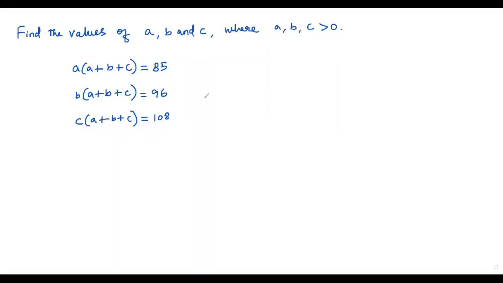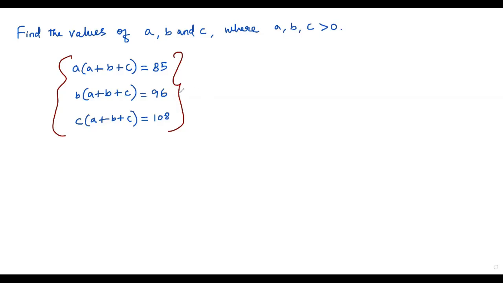Here we have a math problem on solving equations. Okay, let's go with the question. Find the values of A, B, and C where A, B, C are greater than 0. So we have a system of three equations. We have to solve the system for the values of the unknowns A, B, and C. And all three unknowns A, B, C are positive integers because the question says A, B, C are greater than 0.